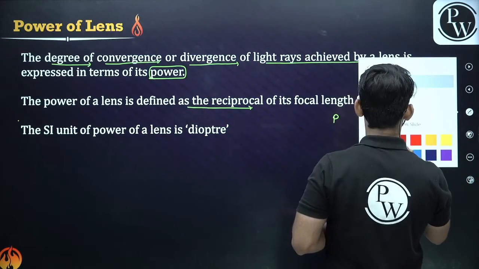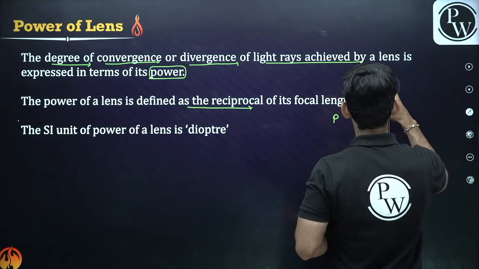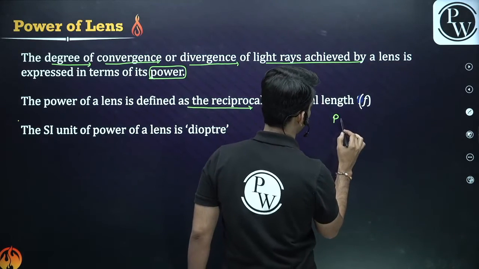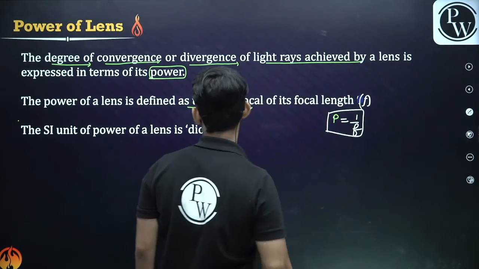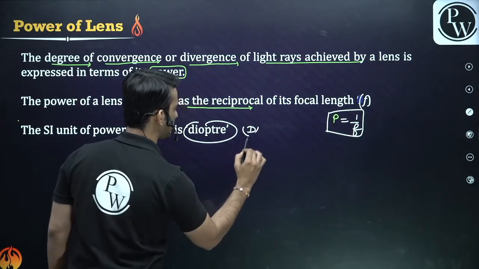You can also call power the reciprocal of focal length. P is 1 by F. And what is the SI unit of power? Diopter, we denote it by capital D.